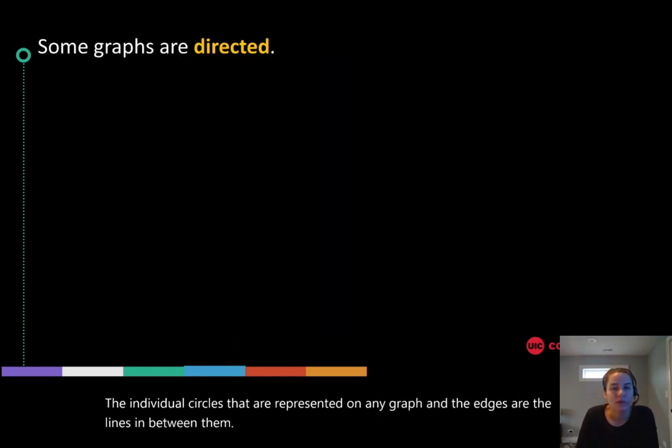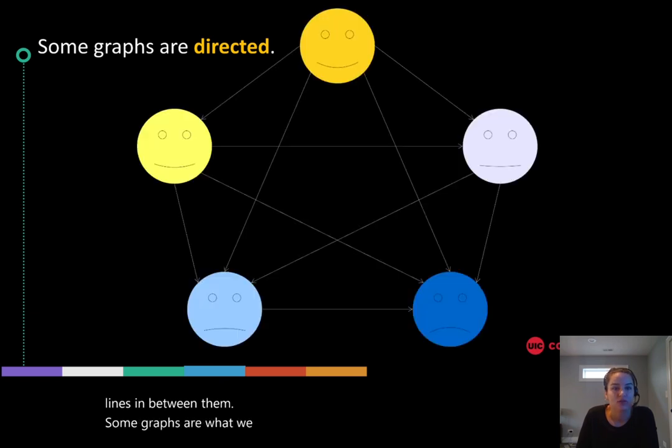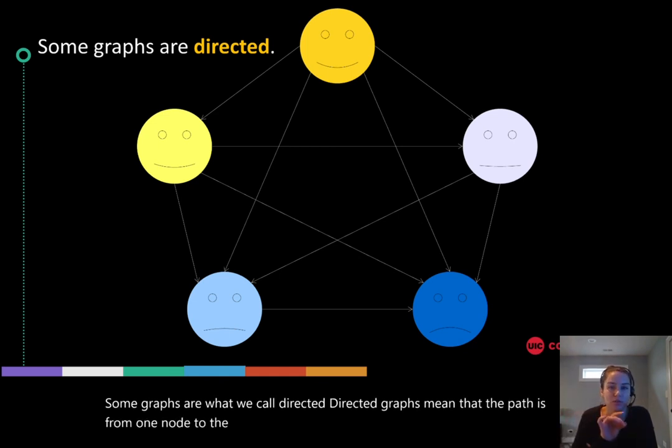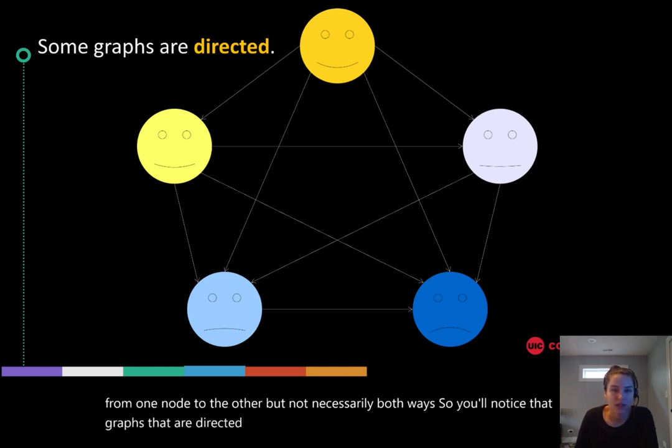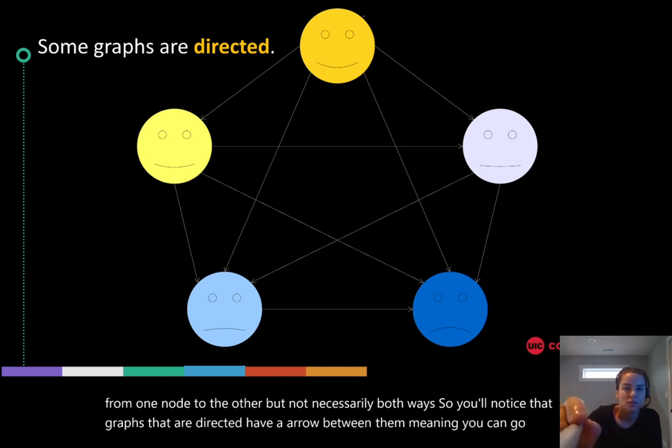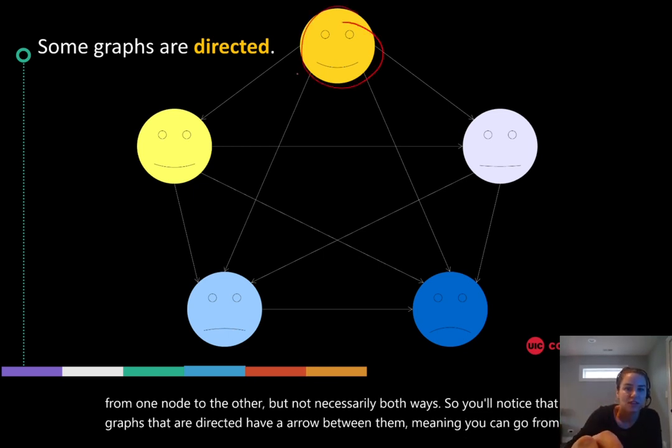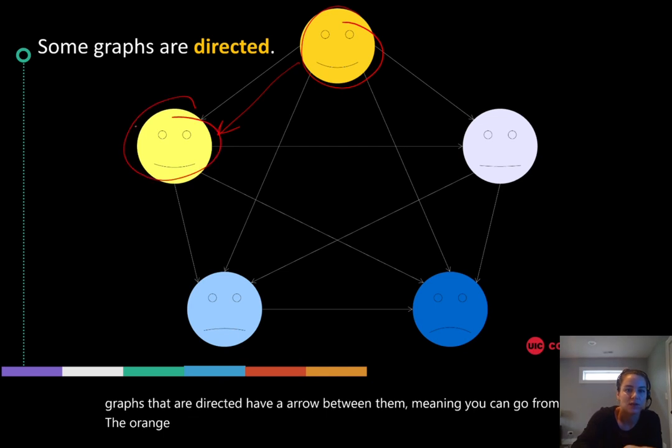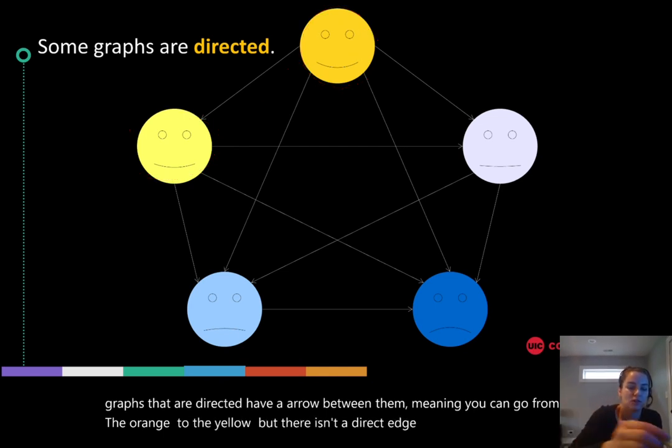Some graphs are what we call directed. Directed graphs mean that the path is from one node to the other, but not necessarily both ways. So you'll notice that graphs that are directed have an arrow between them, meaning you can go from the orange smiley face to the yellow smiley face, but there isn't a direct edge the opposite way, from yellow to orange.